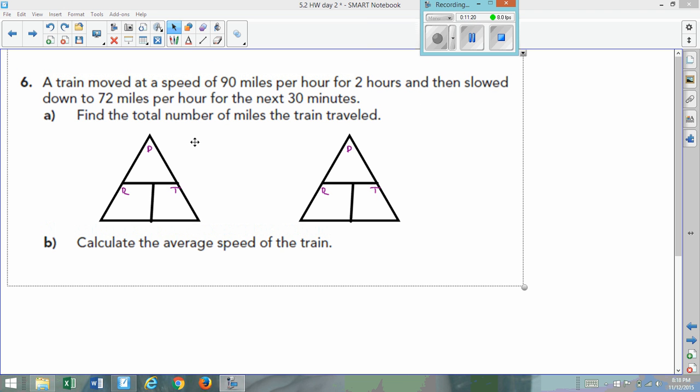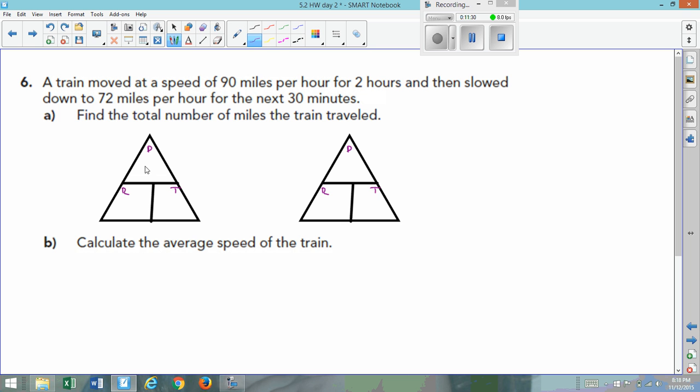Okay, so I'm going to need 2 dirt pyramids for this. It says a train moved at a speed of 90 miles per hour for 2 hours. So we know that it's going at a rate of 90 miles per hour for a time of 2 hours. To get our distance, we would multiply 90 times 2. We get 180. That's for the first 2 hours. Here's where the trick comes in. It slowed down to 72 miles per hour for 30 minutes.